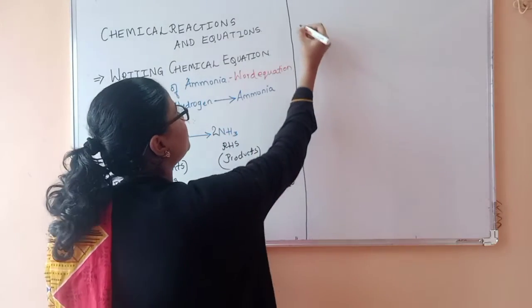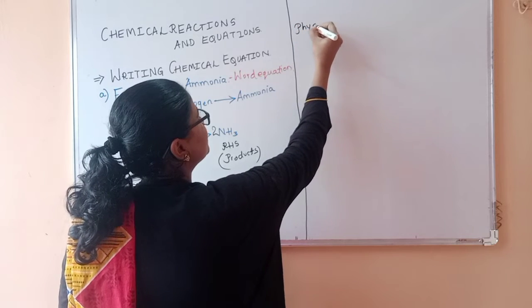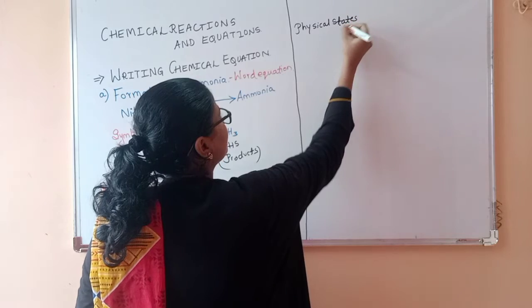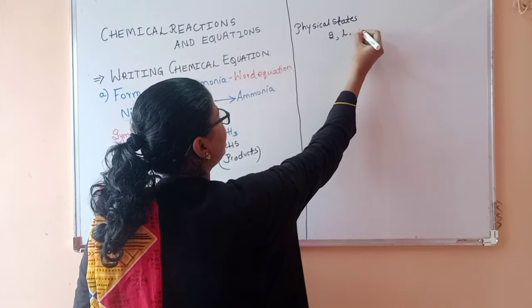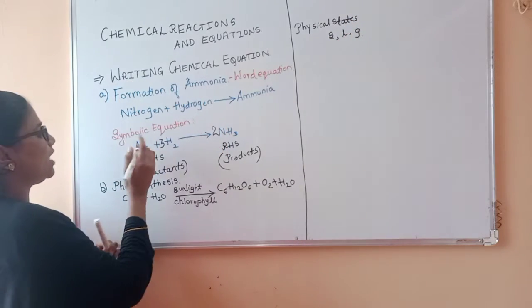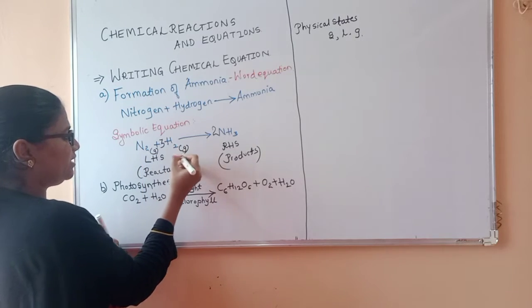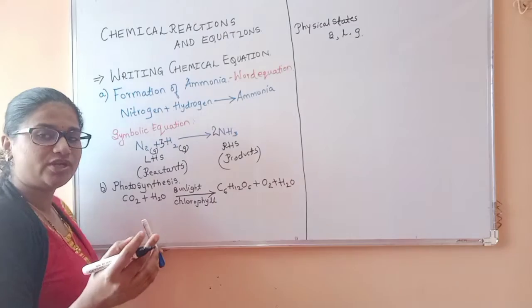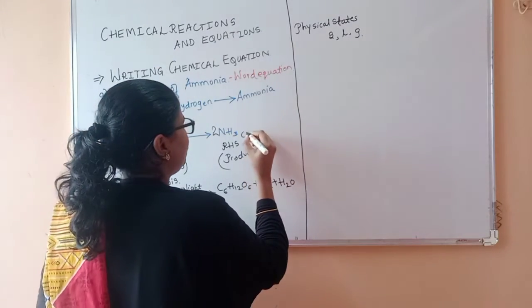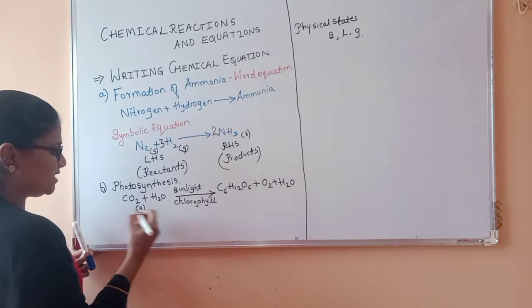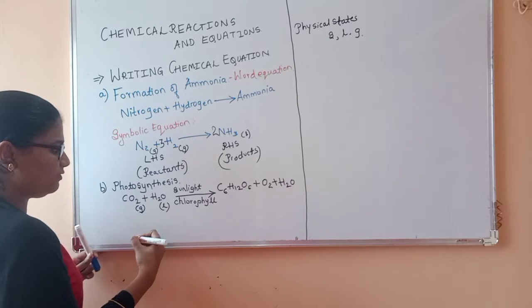These are nothing but physical states, meaning solid, liquid and gas. So nitrogen will be in a gaseous form, hydrogen will be in a gaseous form. Whatever ammonia we will get, it will be in a liquid form. Same as carbon dioxide is gaseous, water will be in a liquid form.